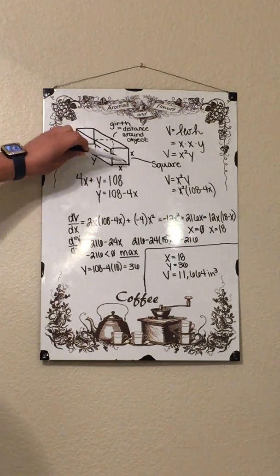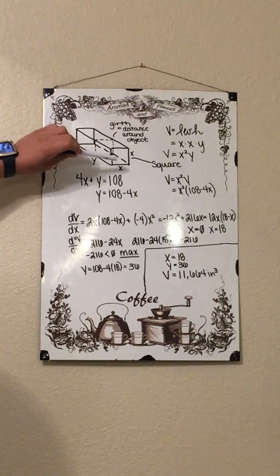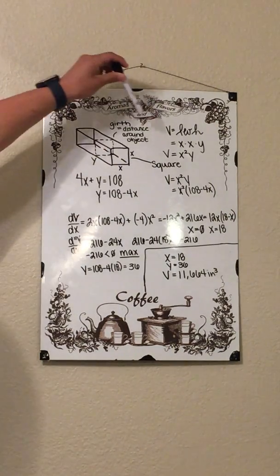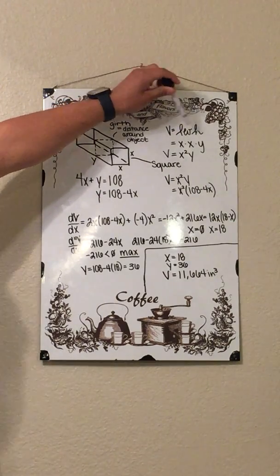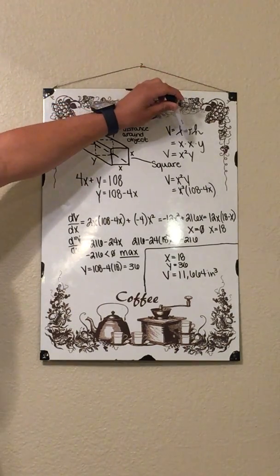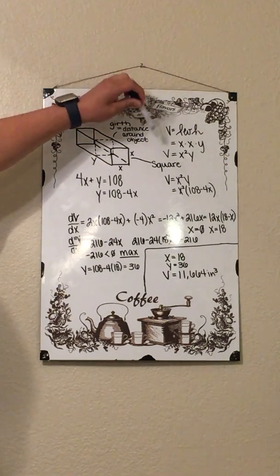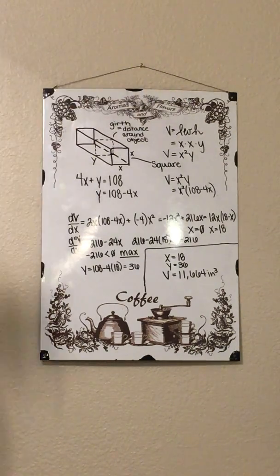Since the face of this box is a square, that means each of the sides is equal to one another. So we can replace the width and the height with x, and the length itself with y. So it would be x times x times y, simplified would be x squared times y.